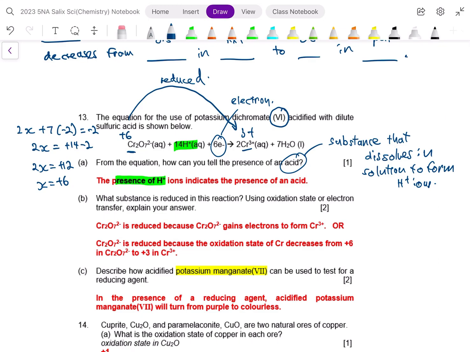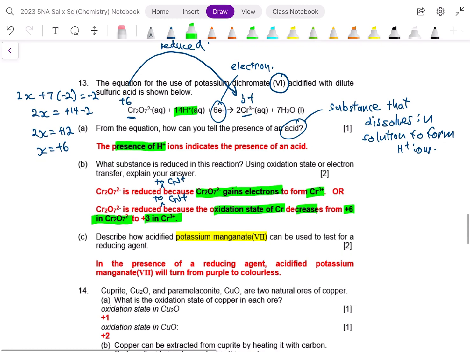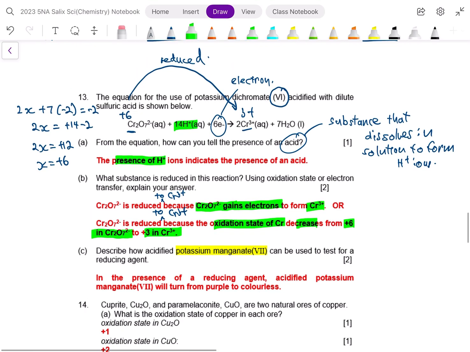So you say this Cr2O7 2- is being reduced to Cr3+, as the dichromate ion Cr2O7 2- gains electrons to form Cr3+. Or the other way you can talk about it is in oxidation state: the oxidation state of Cr drops from +6 in Cr2O7 2- to +3 in Cr3+. And then moving on.